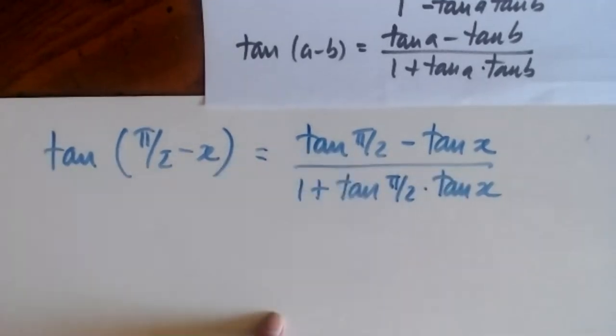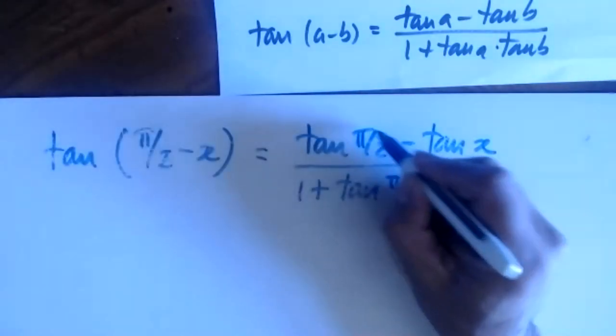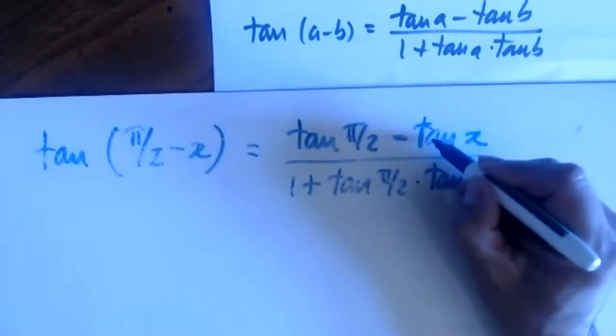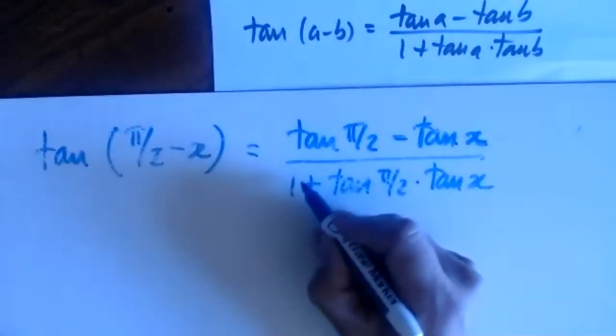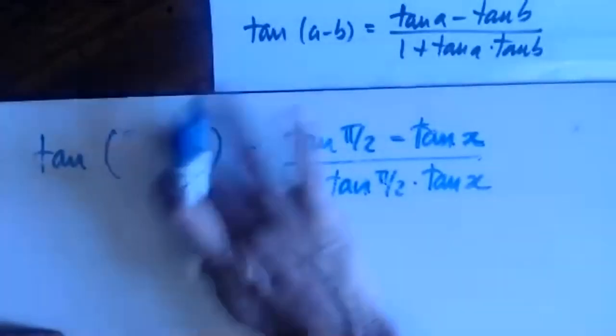So, okay, let's see what happened here. Tangent of pi over 2, that's going to be my problem. What is tangent of pi over 2? Let me just check. I check my table, something you're going to do, and you're going to see that tangent of pi over 2 is undefined. It's undefined, that's bad. So let me just put it right here: tangent of pi over 2 minus tangent of x, over 1 plus tangent of pi over 2, correct?